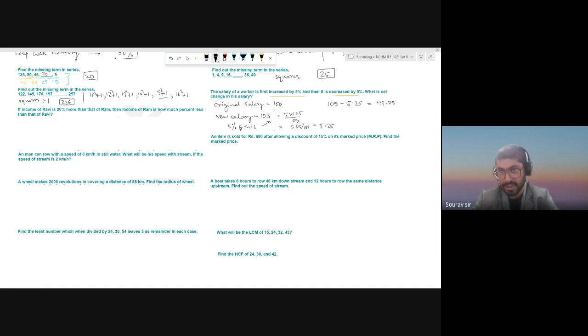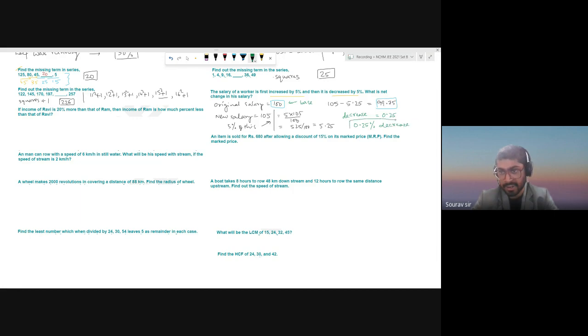Now we started with 100 rupees of salary, right? And we ended up at 99.75. So what is the decrease? It's 0.25. Now since we did this calculation on the base of 100, this is the base, right? So our answer would be 0.25% decrease.